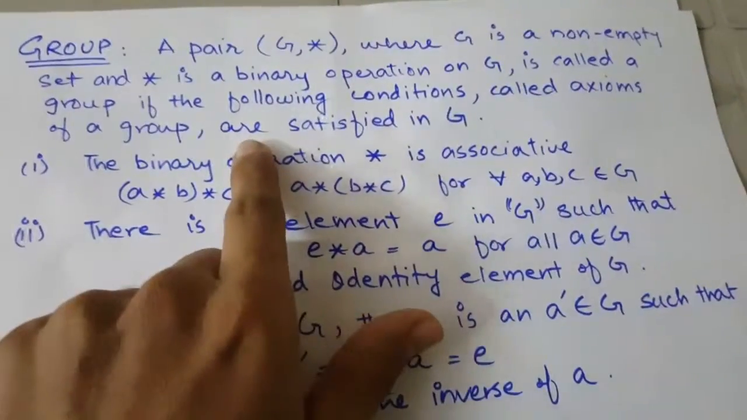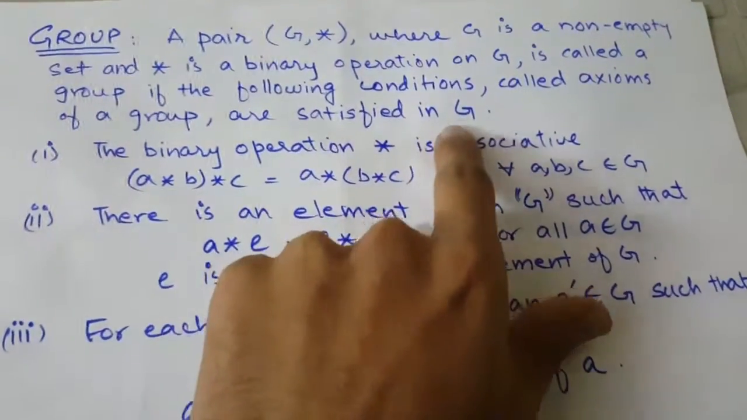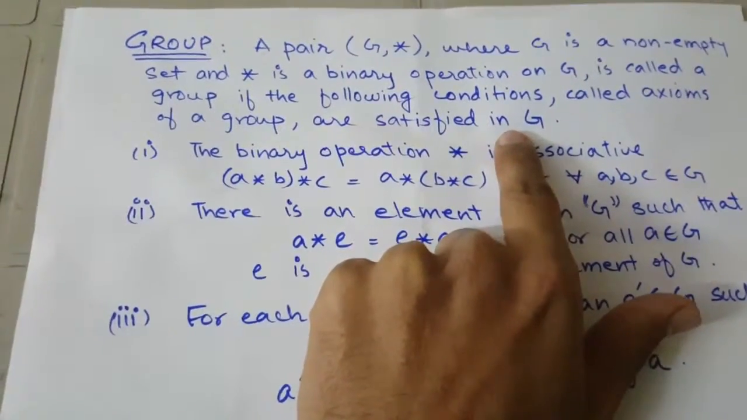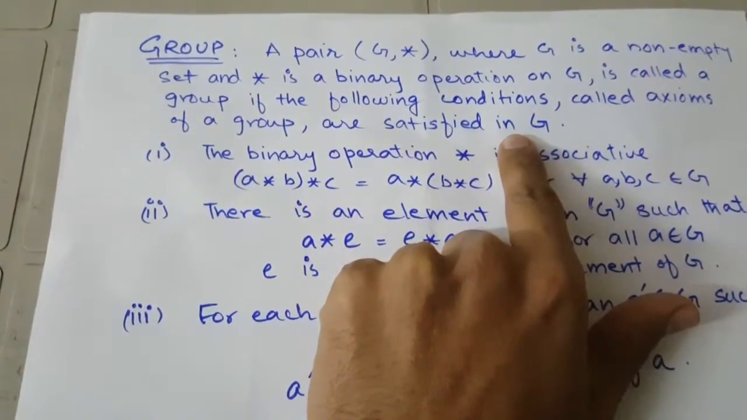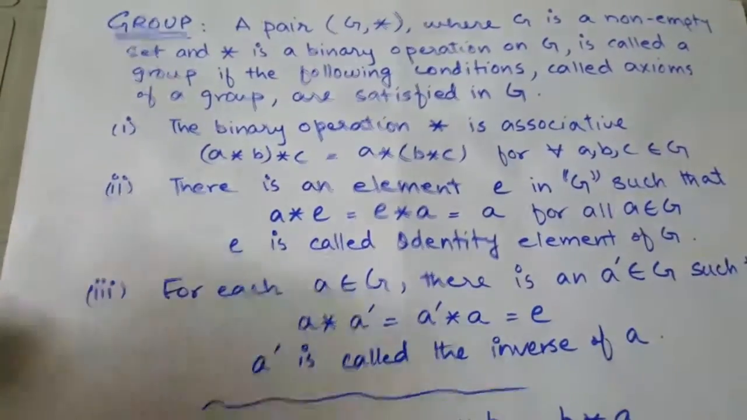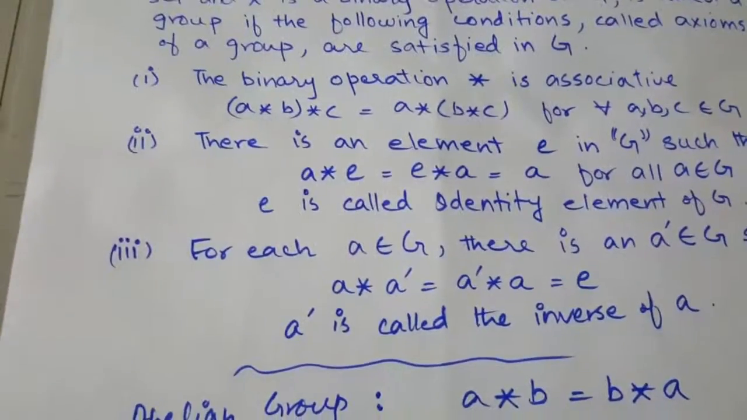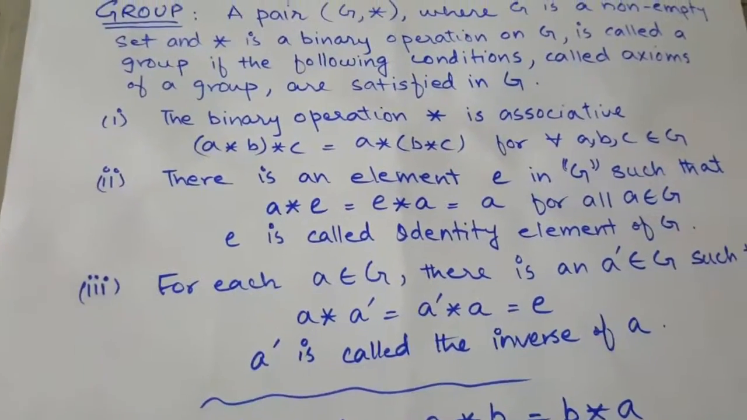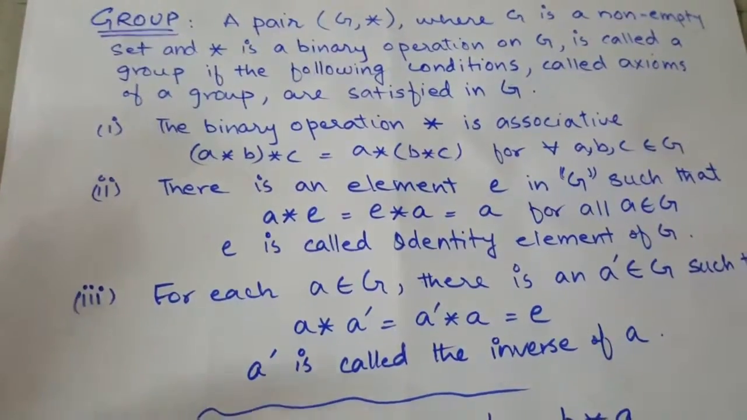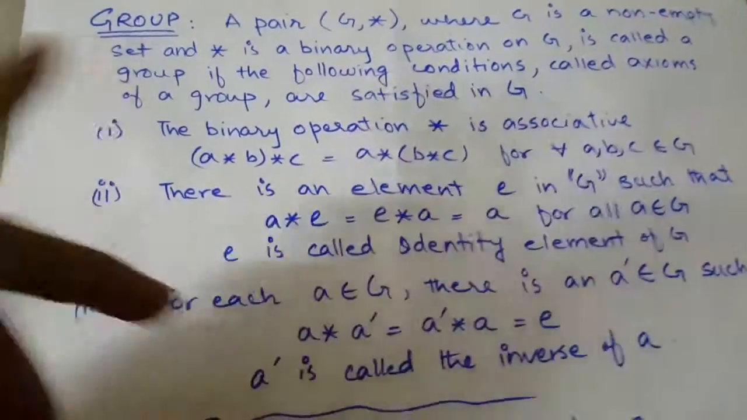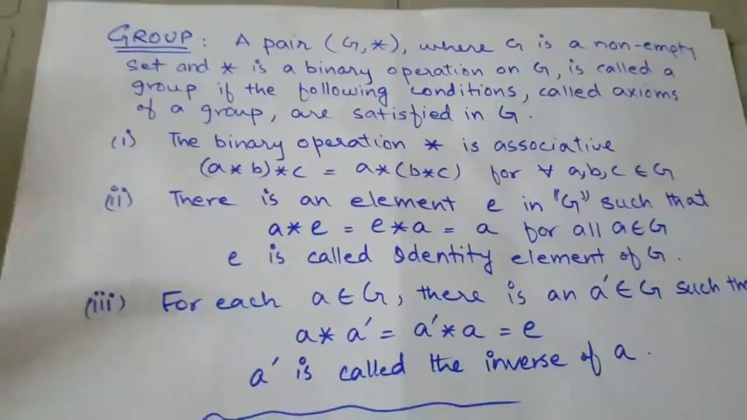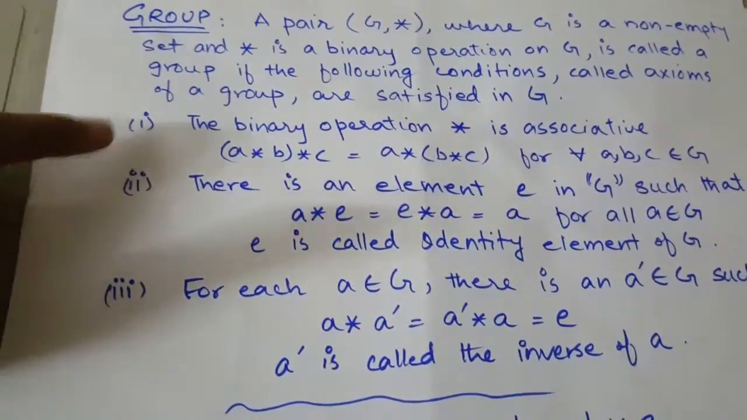And what it means to be satisfied in G is closeness, or closure. Closure means that every outcome must belong to the same set you are checking. You can see it further when I solve the example. Till now, you have to understand that it must hold a property called closeness, not mentioned here, but it is in the definition.